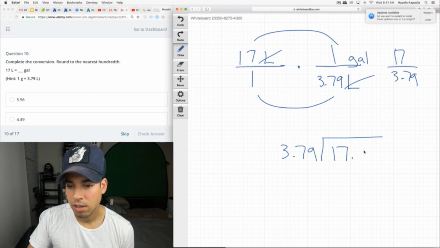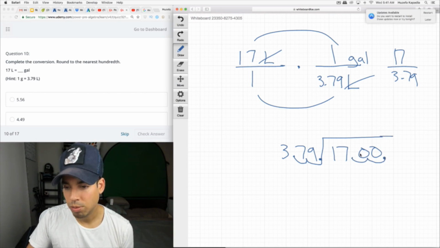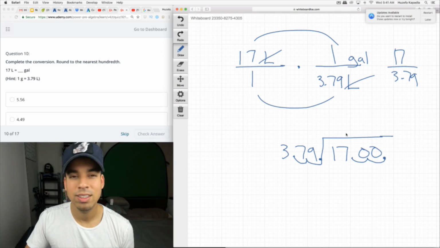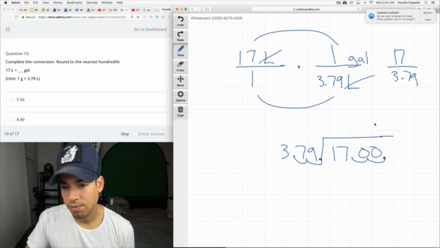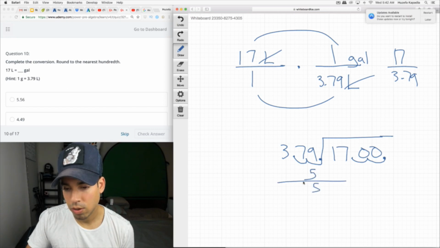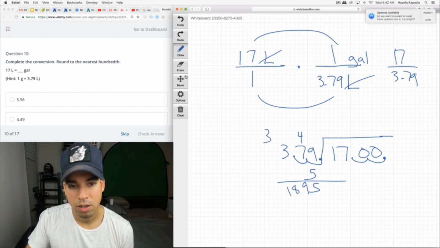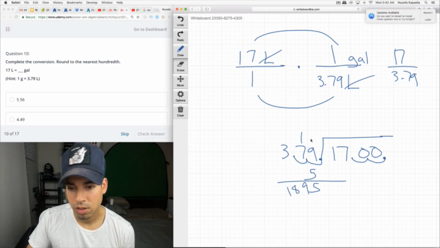3.79. We don't like decimals in the divisor, so we've got to move those. Got to move these likewise, right? Whatever we move here, got to move here proportionately. 379 goes into 1700 5, let's see, 5 times. Hold on. I've got to do this quickly because I'm not totally sure. 35, 39, 3, 15, 18. That was too big. So it's going to be 4 times.